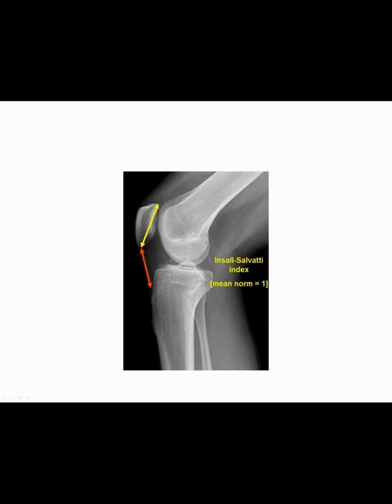In contrast to that, if you have an Insall-Salvati index or ratio greater than 1.2, you have a high-riding patella, or patella alta. And that can be indicative of a patellar tendon rupture. And the similar concept can be applied. So now you have this quadriceps tendon attached to the superior aspect of the patella, contracting and pulling that patella upward, unopposed by the ruptured patellar tendon, resulting in a high-riding patella.